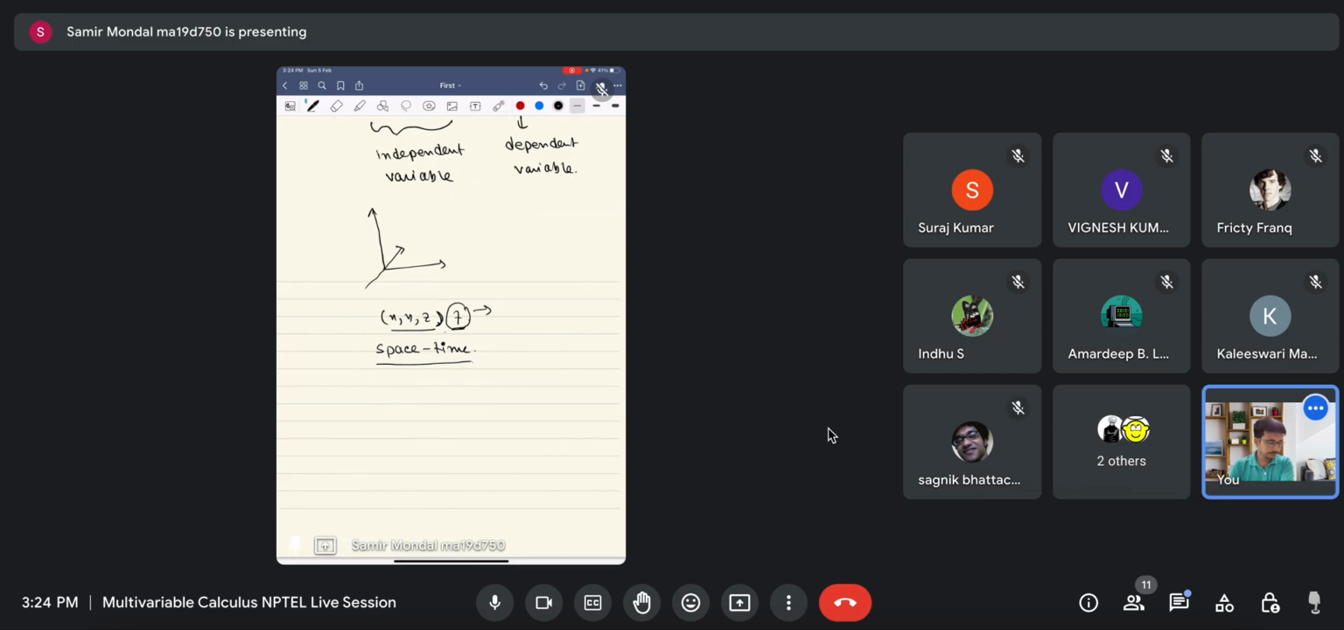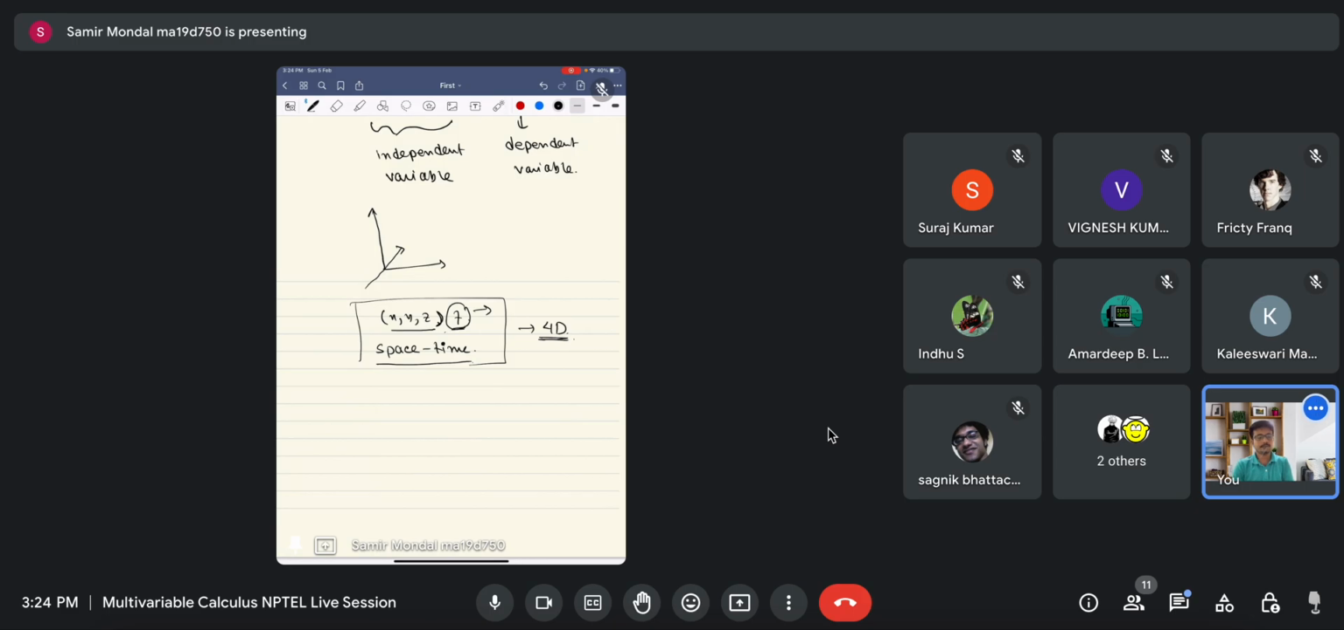Here is space time. You can think about 4D because here three variables indicate your position and t is time. So this combination, space time, you can think about 4D.